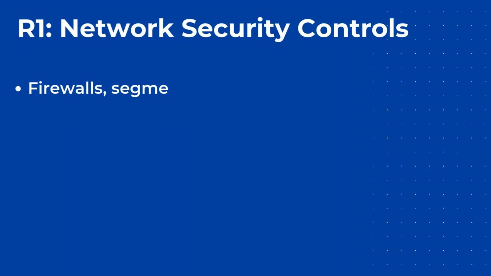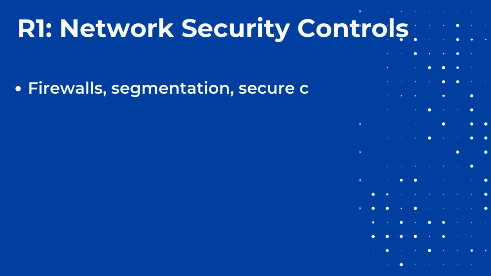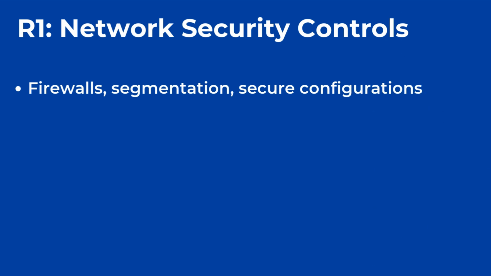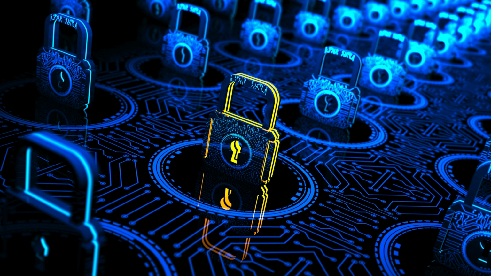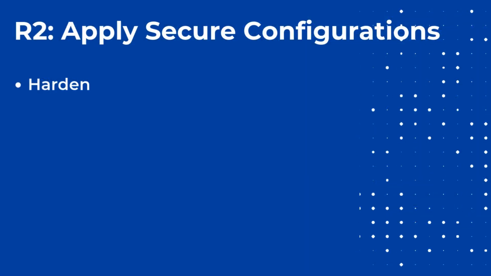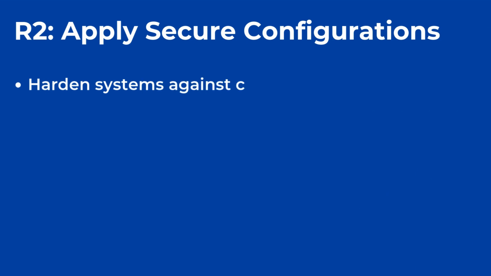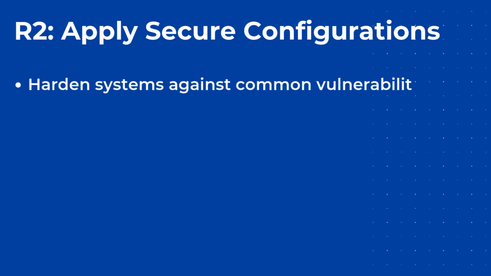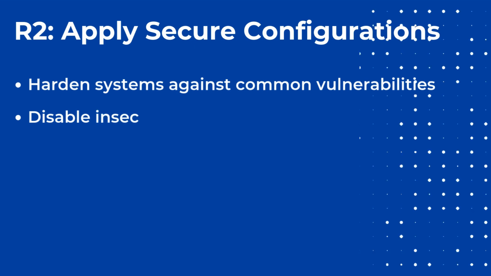Requirement 1 focuses on perimeter defense, like firewalls, routers, and network segmentation. You'll need to document your network topology, secure configurations, and ensure firewalls are updated and monitored. Requirement 2. Apply secure configurations to systems. This requirement mandates secure configurations for all systems.